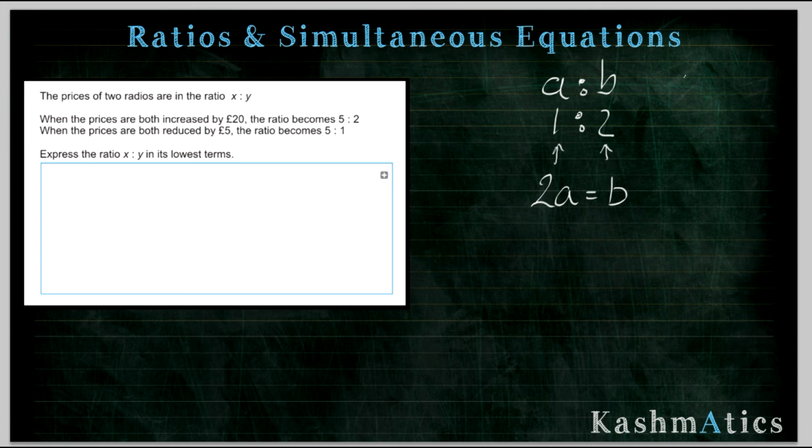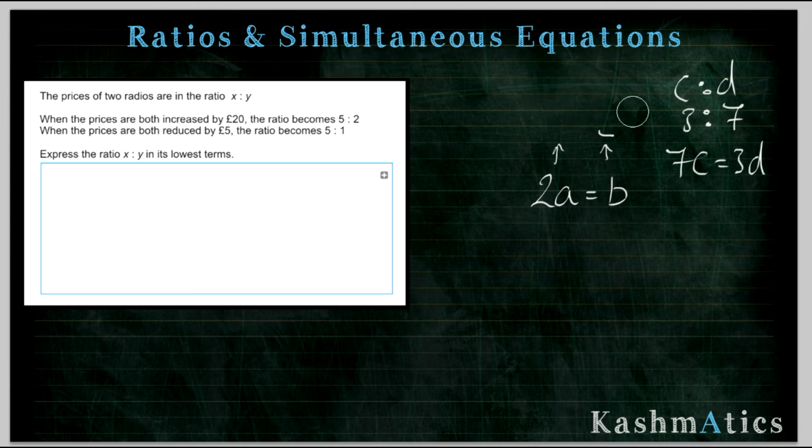And if I had two other numbers, c to d, if I said the ratio was 3 to 7, I would write 7c equals 3d. So just bear that in mind. The number that goes with the letter is the one on the other side of the ratio. So let's get rid of that and get on with the question.